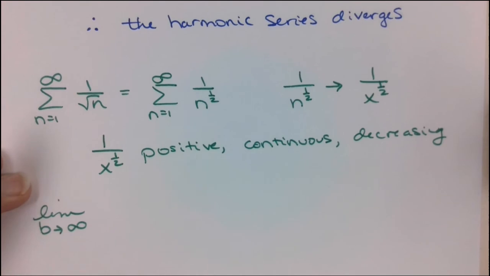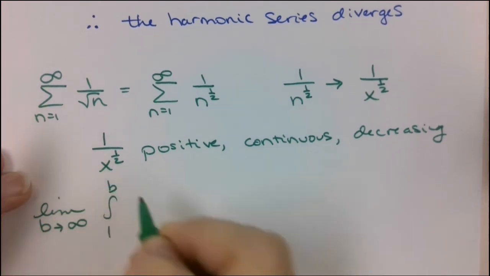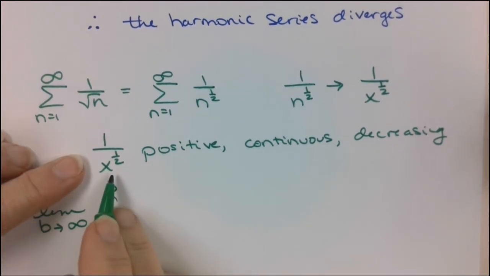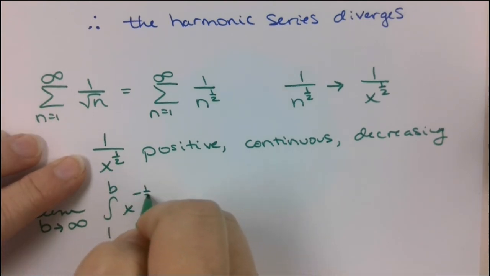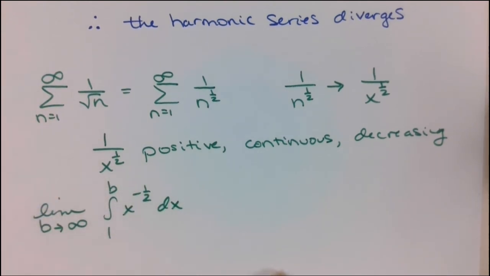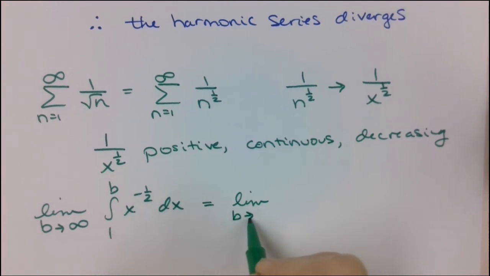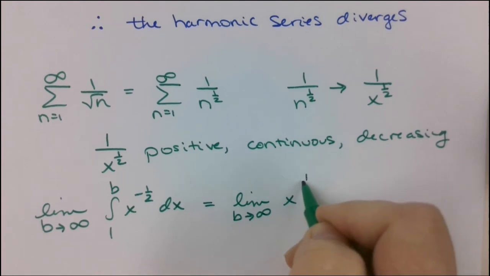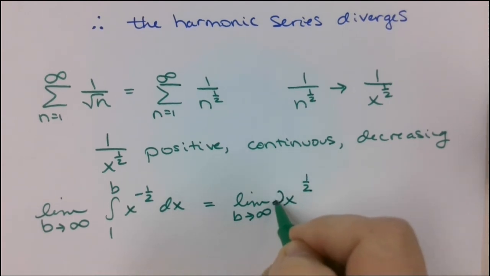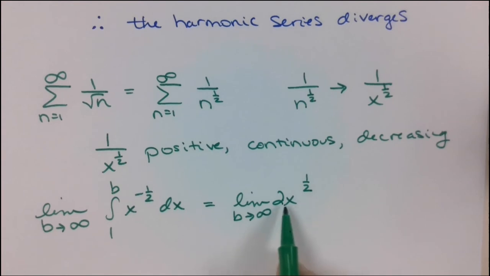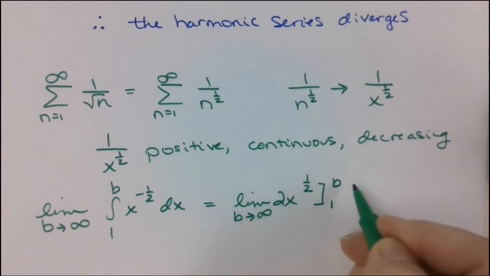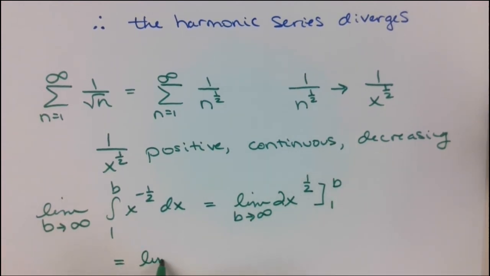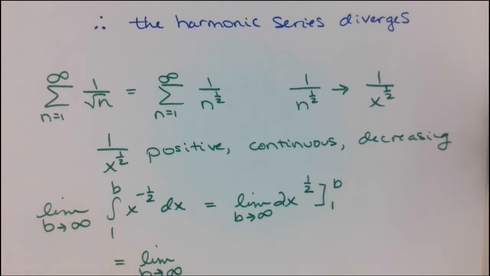So I'm going to set up the integral. Limit as b goes to infinity, integral from 1 to b. And actually, for integration purposes, I'm going to rewrite that as x to the negative 1 half dx. And so we're going to use our power rule for integration. I'm just going to add 1. Negative 1 half plus 1 would be positive 1 half divided by 1 half, which is the same as times 2, from 1 to b.